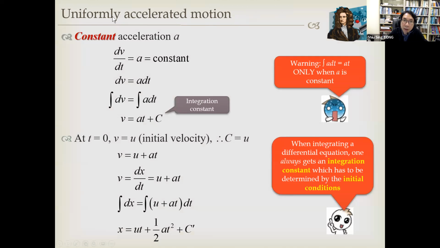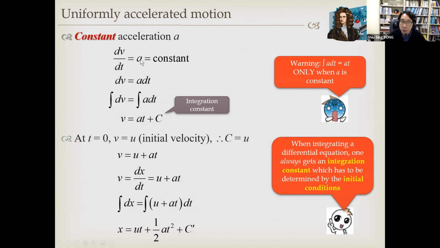Now, a uniform acceleration means the acceleration is a constant. So a is simply a number. For example, the acceleration due to gravity is 9.81 meters per second squared, which is a constant. Okay, so our equation of motion will be just dv/dt equal to a, which is a constant. Now, we can integrate both sides of this equation.